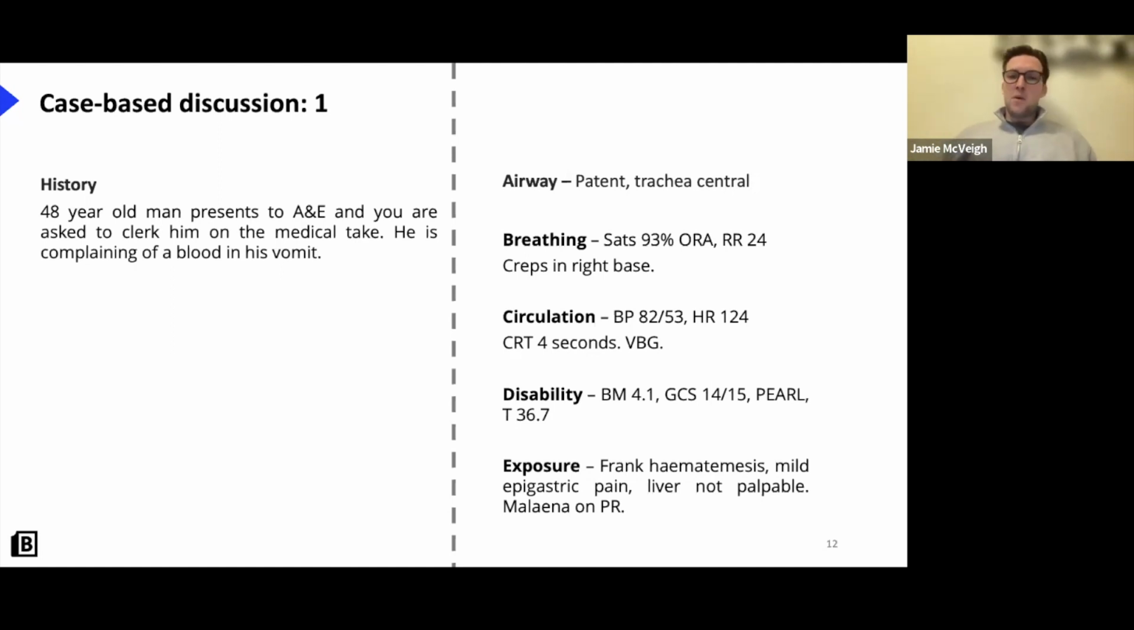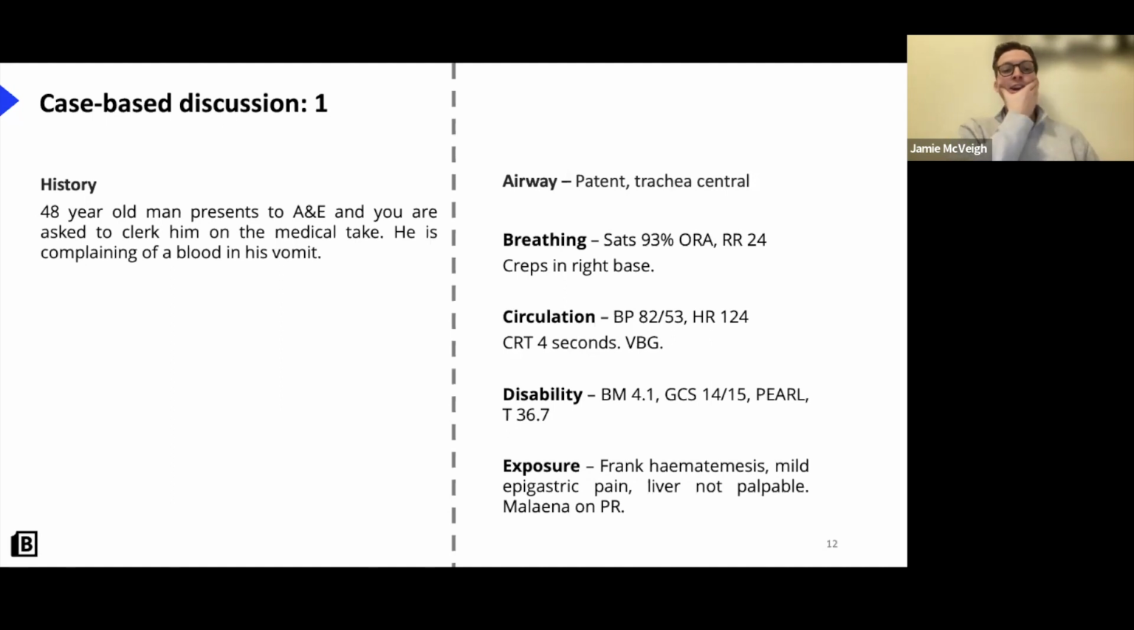So what do we think the differentials are for this man? There's a couple of things that it could realistically be, but there's a few things that he could have going on. So he's hemodynamically unstable. He's got a low hemoglobin, haematemesis, and melena, okay? Anyone got any ideas what might be going on? No stupid answers.